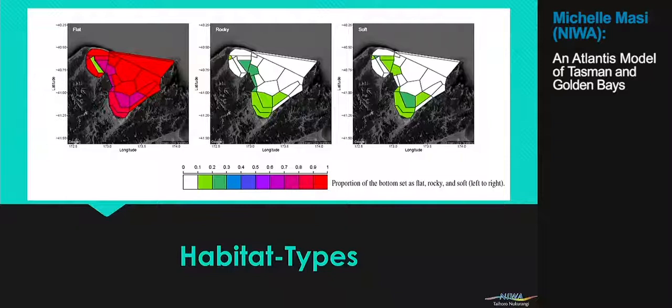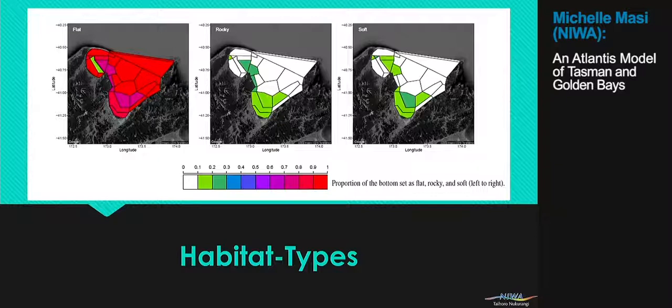So species in Atlantis are constrained to particular habitat types, just like in a real marine ecosystem. So you can see we've assigned 3 different benthic bottom types in the Tasman and Golden Bay Atlantis model. This includes flat, shown on the left, rocky in the middle, and soft on the right. And the proportion of each is shown in the scale at the bottom there.